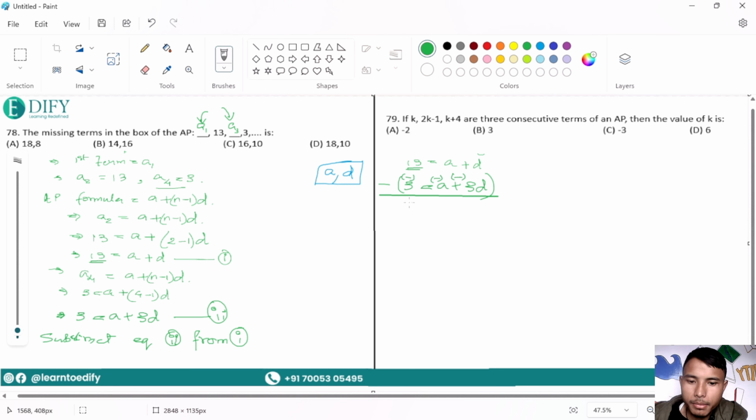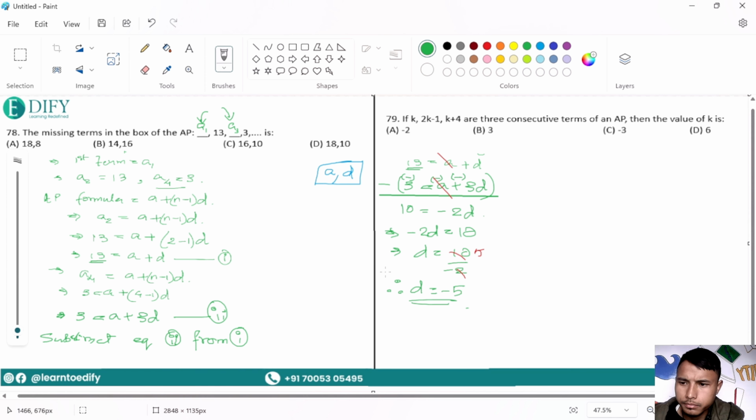Okay. So 13 minus 3, we get 10. Next, A minus A, we cancel out. And then plus D minus 3D, so minus 2D. Okay. And then we switch places. Then that implies D is equal to 10 by minus 2. Therefore D is equal to minus 5.